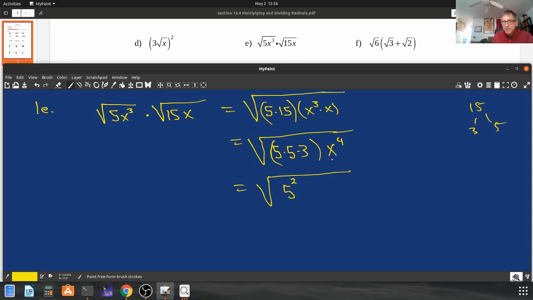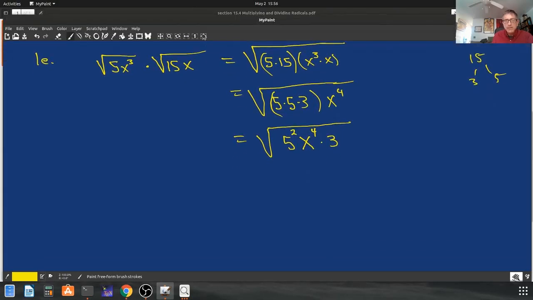Now I'm going to do something kind of different. I'm going to put all of the factors with even powers together. X to the 4th has an even power, 5 times 5 has an even power, and then I'm going to put times 3 out here at the end. Kind of looks weird, but that's okay. We can live with that. And some of you are ready to skip this step altogether.